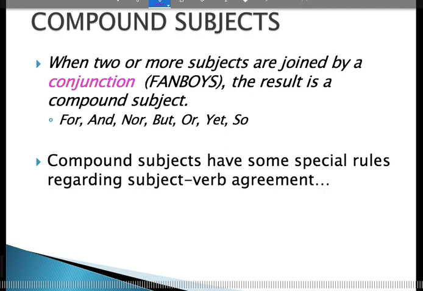All right, so there are a couple more things to note. Compound subjects. That means that there are 2 or more subjects joined by a conjunction. Those are those FANBOYS words. When you have 2 or more subjects joined by a conjunction, the result is a compound subject. Just a reminder, the conjunctions, those FANBOYS: for, and, nor, but, or, yet, so. You might want to write those down if you don't have them in your head. When we're talking about compound subjects, they have a couple special rules regarding subject-verb agreement. We're going to look at those real quick.